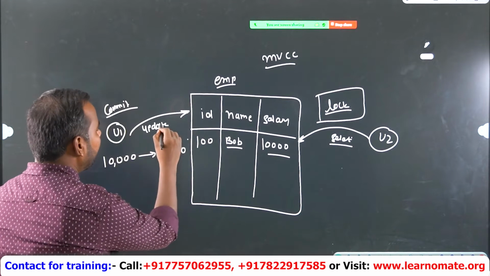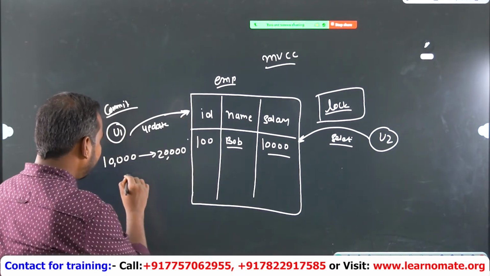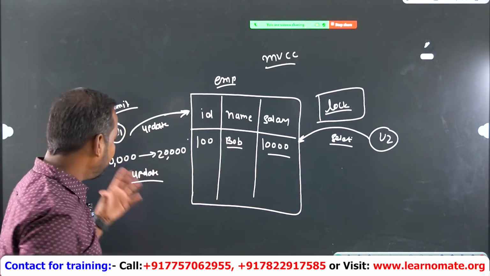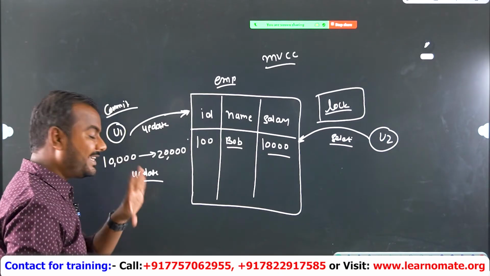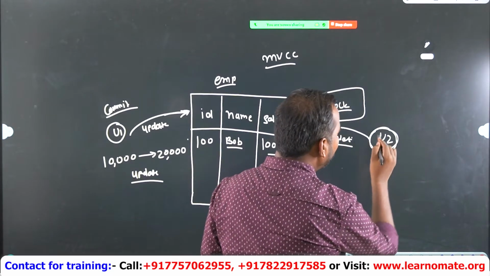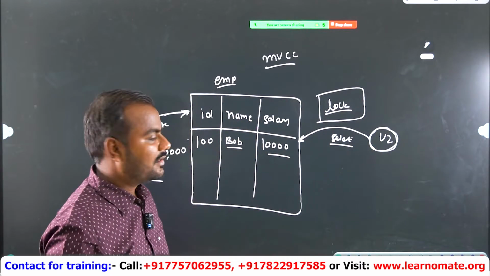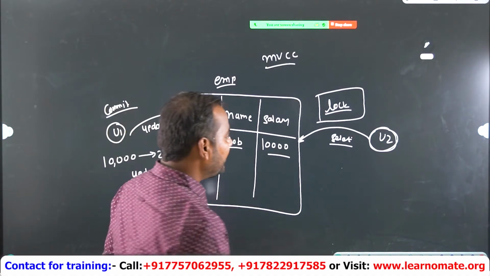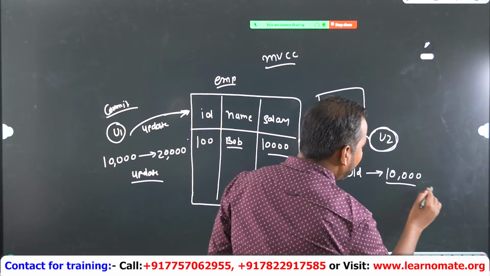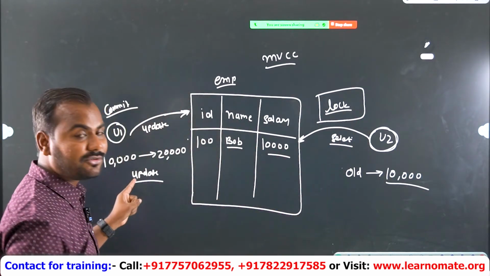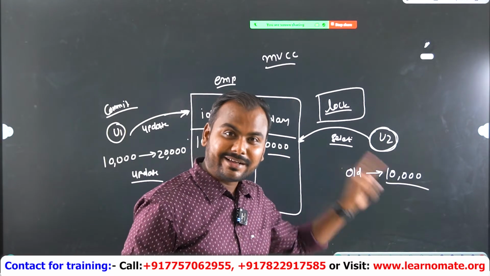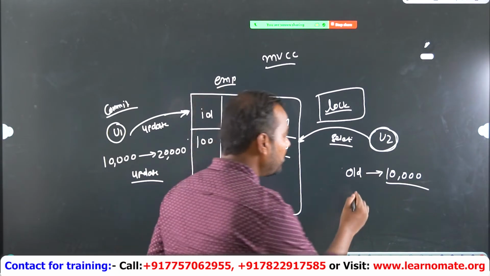How is it going to happen? Let's say user 1 got connected and is updating the salary from 10,000 to 20,000. He has run the update statement, but has not done the commit. At that time, when user 2 tries to access this table and get the salary, he will get the old salary, 10,000. Why? Because user 1 has not done the commit. But remember, user 2 can connect and can see the data, which is the old salary.